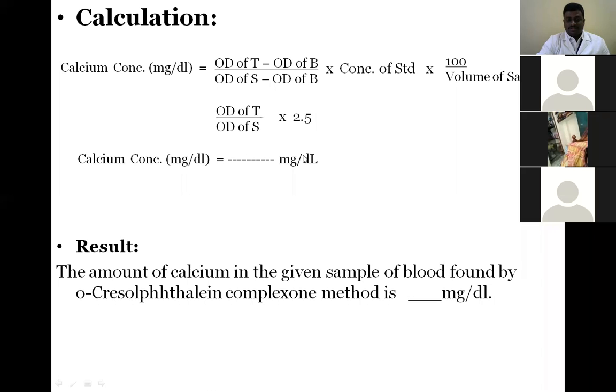In this class, we learned what calcium is, how it is present in the blood, and the abnormal conditions, hypercalcemia and hypocalcemia: what conditions cause hypercalcemia and what causes hypocalcemia. So this is about the estimation of serum calcium. Thank you.